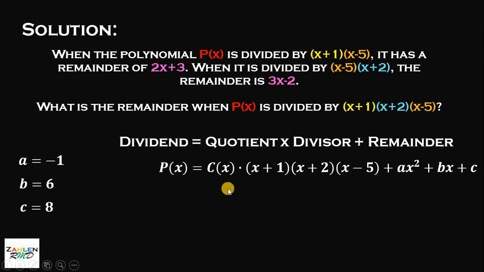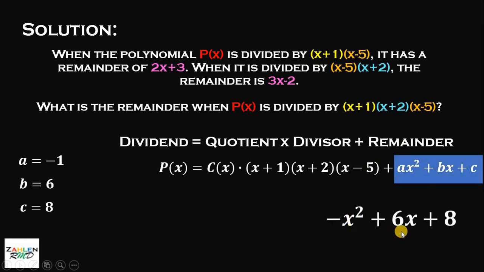Therefore, the remainder when p of x is divided by x plus 1, x plus 2, and x minus 5 is negative x squared plus 6x plus 8, wherein a is negative 1, b is 6, and c is 8. And we're done.